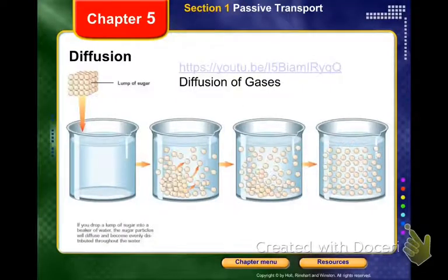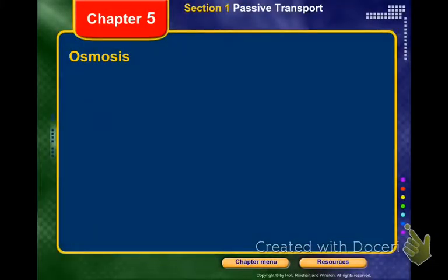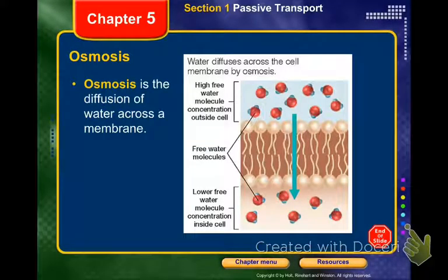So here is a diagram showing the diffusion of a lump of sugar in a liquid. Okay, but we also have diffusion of molecules, one gaseous molecule into another gaseous molecule. So check those out. Osmosis now. Osmosis is a type of diffusion.